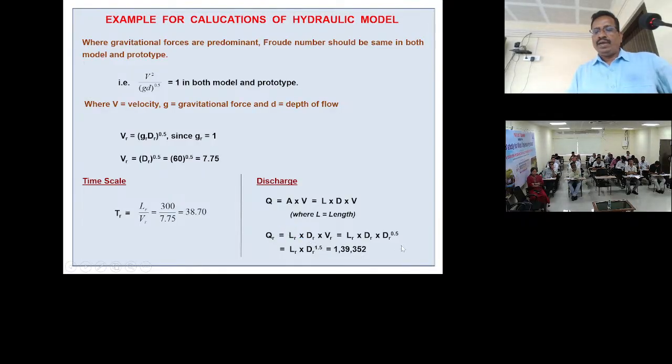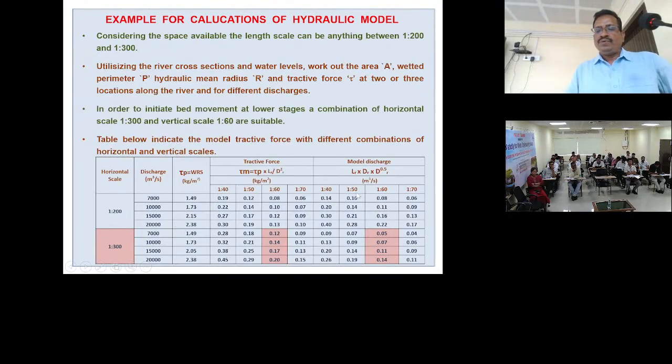Length, depth and square root of D, it will come 1,39,352. And this is the time scale, length by velocity. Like that, if you scale down this velocity, for 1 is to 40 how much discharge you can get, and 1 is to 50 how much discharge you can get, 60 how much discharge you can get, and for 70 like that. You multiply this one with Q6, you can get how many Q6 are available at your place and how much discharge is coming here.